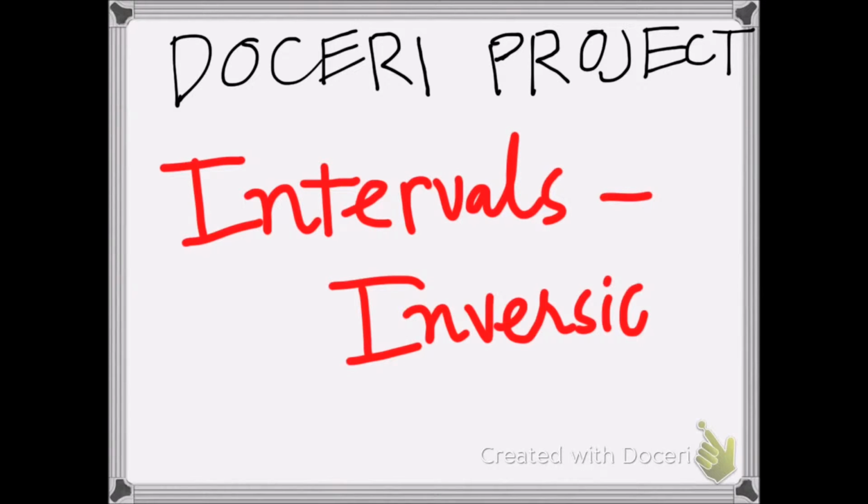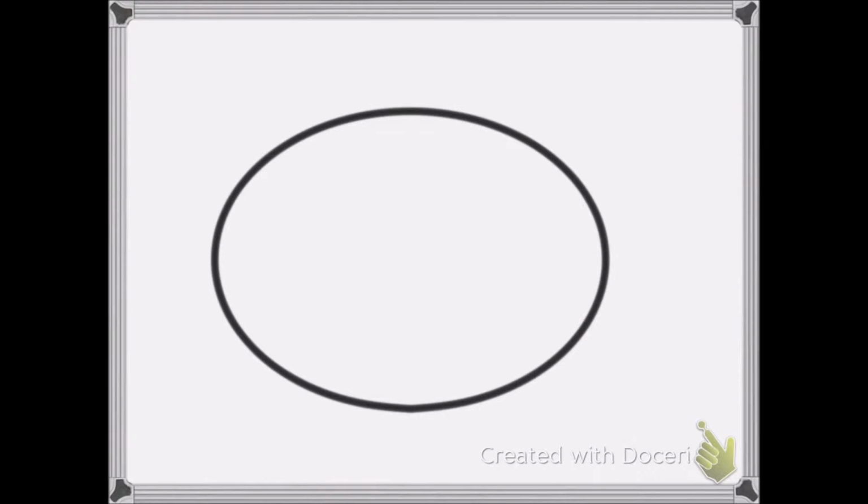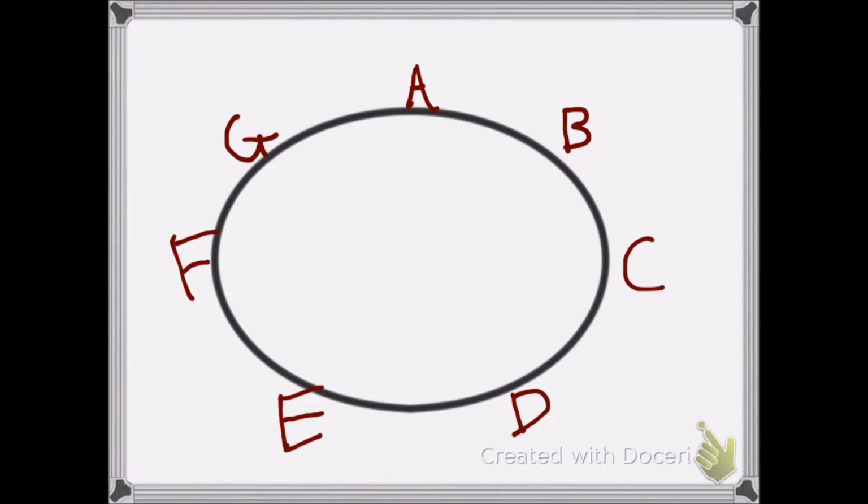We're going to learn about the relationship between intervals and inversion, or in other words, let's discuss inverting intervals. As we know, in the diatonic scale there are 7 notes. If we put them in the order of a circle, we create a diatonic clock. This is a good way to help you understand the inversion of intervals.